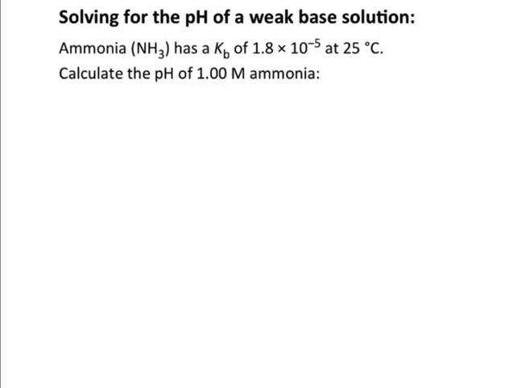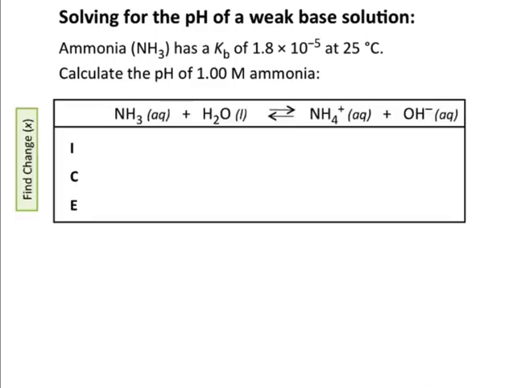So we're going to use ammonia again. Here's its Kb, 25 Celsius. What's the pH of this 1 molar ammonia solution we might have? So it's icebox time. So here's the same equation, right? If Kb, then this equation. You put the initial concentrations in.